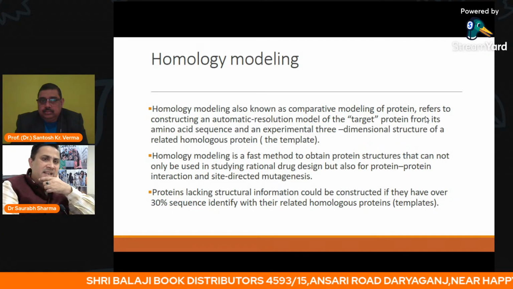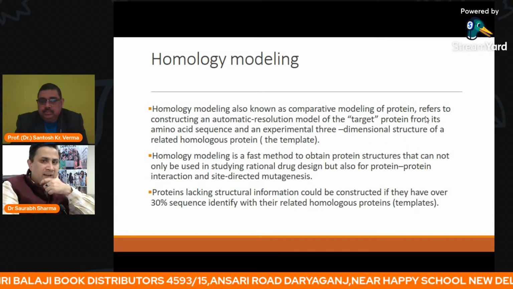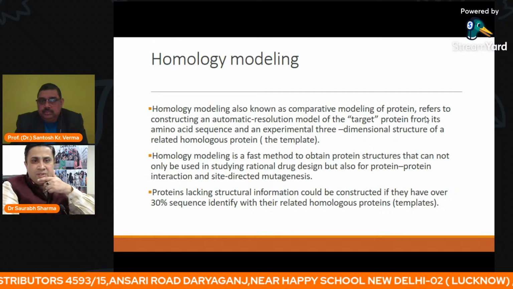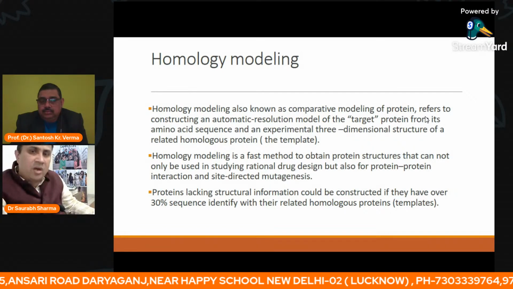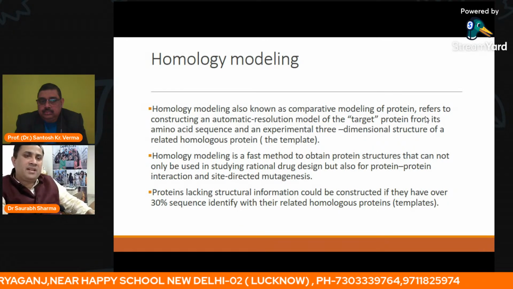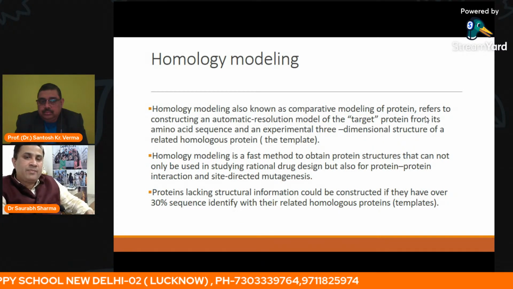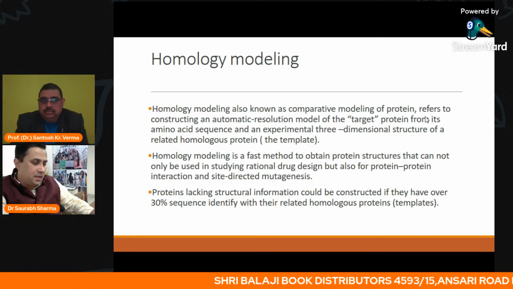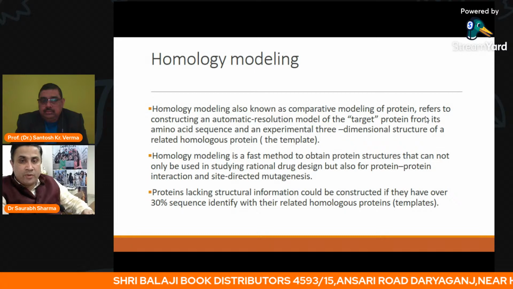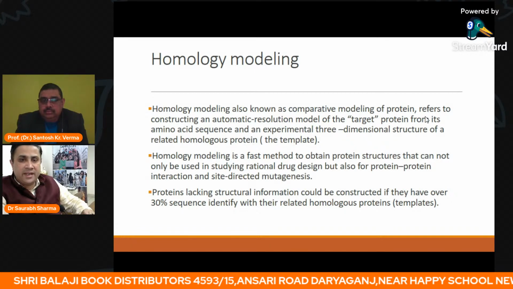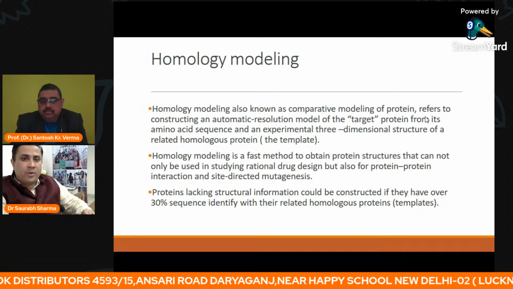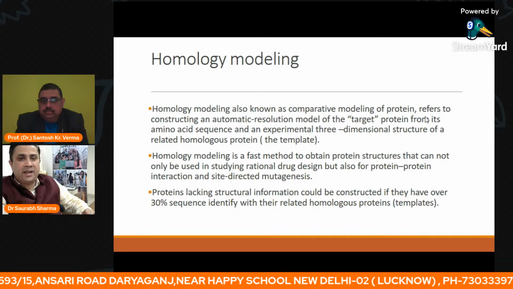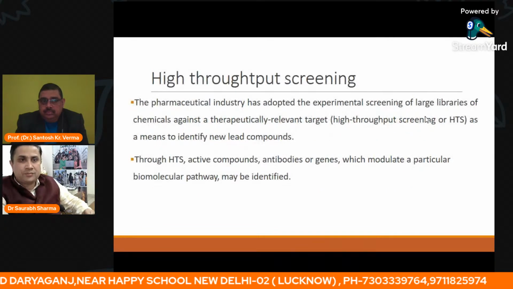Then another strategy is homology modeling. Homology modeling, or comparative modeling of protein, refers to constructing an atomic-resolution model of the target protein from its amino acid sequence and an experimental three-dimensional structure of a related homologous protein. So this is another strategy followed in structure modeling, where the amino acid sequence is studied, and proteins which are similar in structure are taken into consideration as targets.